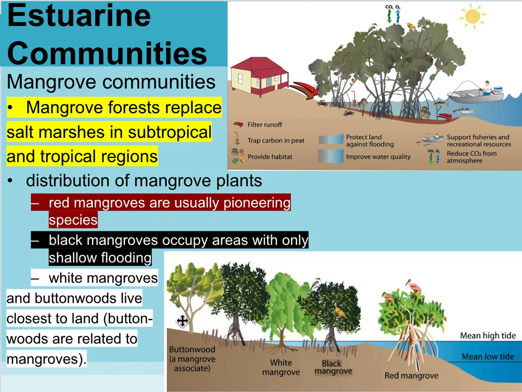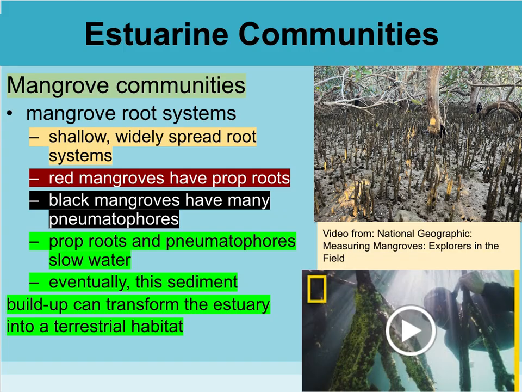And then there's a tree that hangs out with mangroves but is not a mangrove, called buttonwoods, and they provide similar shelters, but they go a little bit higher up on the land. We already talked about the prop roots of the red mangroves, but I want to point out that the black mangroves have these pneumatophores, which are the roots that stick up out of the soil.